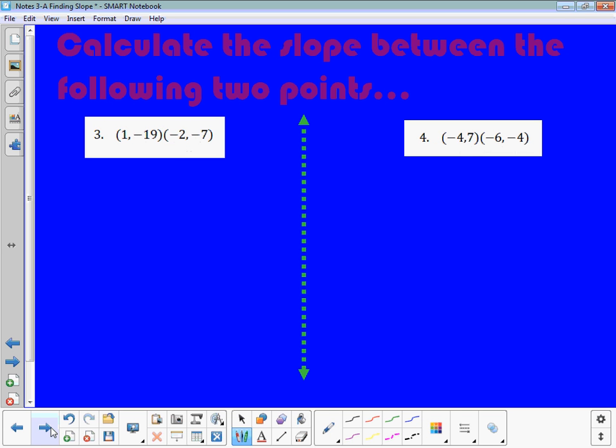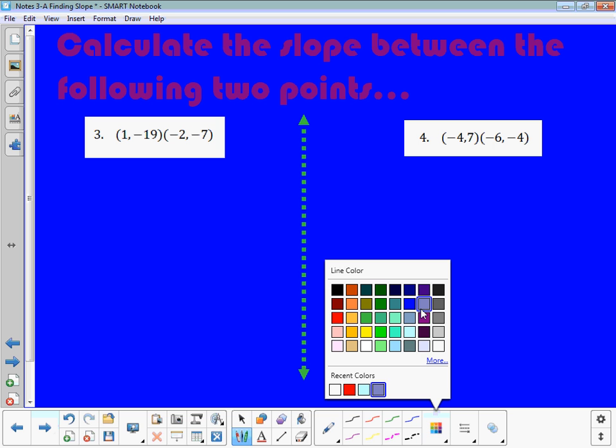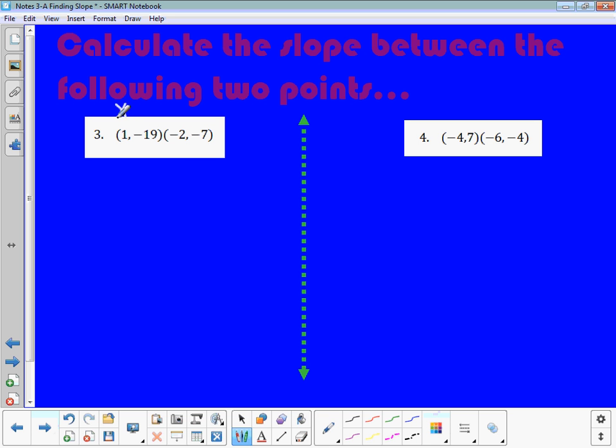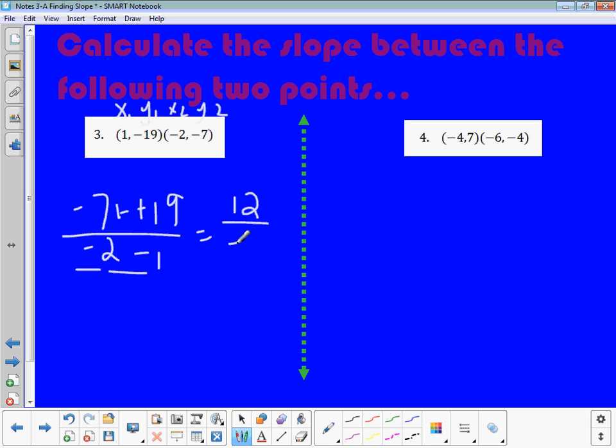Let's keep moving forward here, taking a look at the next ones. Let's go ahead and get this set up for you. Alrighty, let's do this one together. Here we have x1, y1, x2, y2. So again, y2 minus y1 over x2 minus x1. Here again, when we have minus minus, that becomes plus a positive. Negative 7 plus 19 is going to give us a positive 12, divided by negative 2 minus 1, which gives us a negative 3.